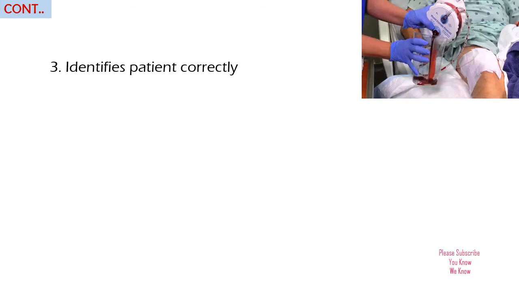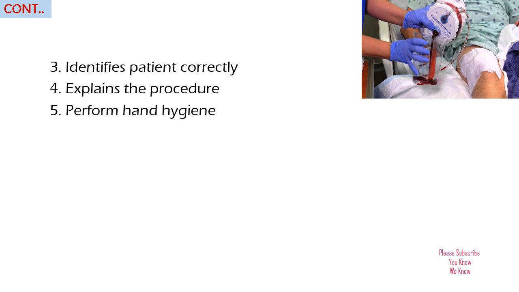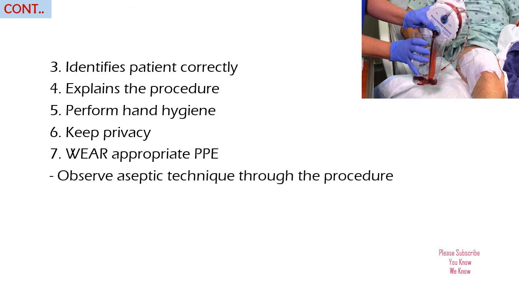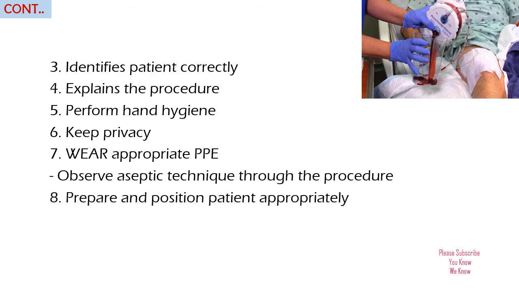Identify the patient correctly by the 3 names of the patient. Explain the procedure to the patient, that the procedure may be uncomfortable. Perform the 5 moments of hand hygiene. Provide privacy. It gains the cooperation of the patient. Wear appropriate personal protective equipment, the sterile gloves and the clean gloves. Observe aseptic techniques throughout the procedure to prevent infection to the patient. Prepare and position the patient appropriately depending upon the site of the tube inserted.